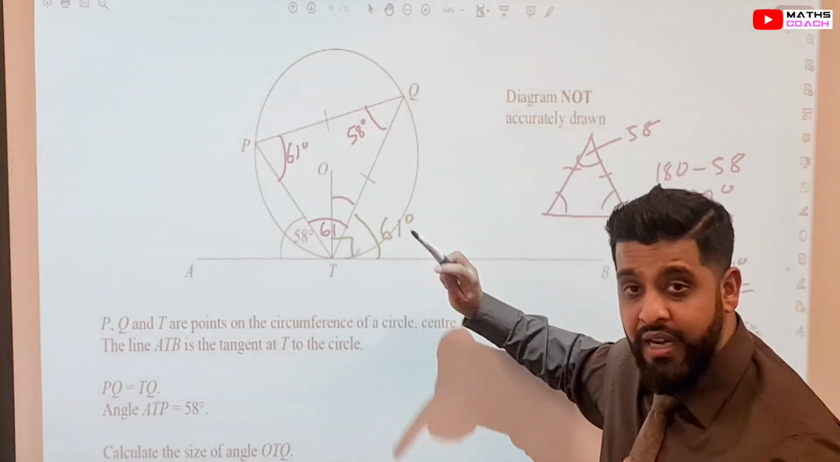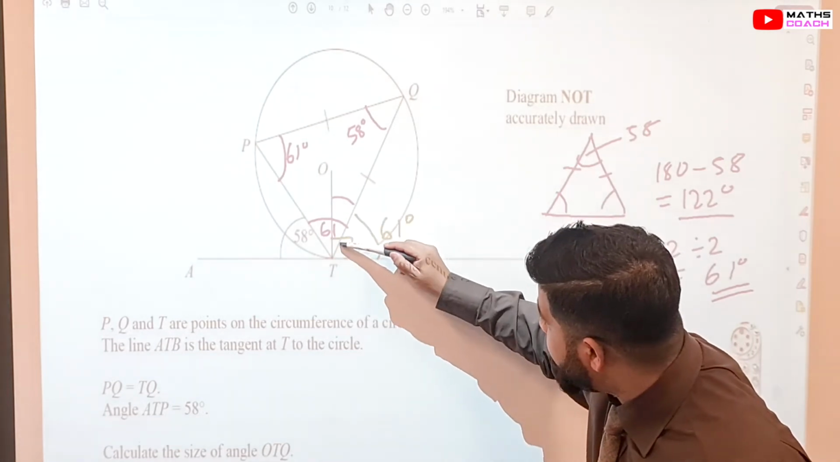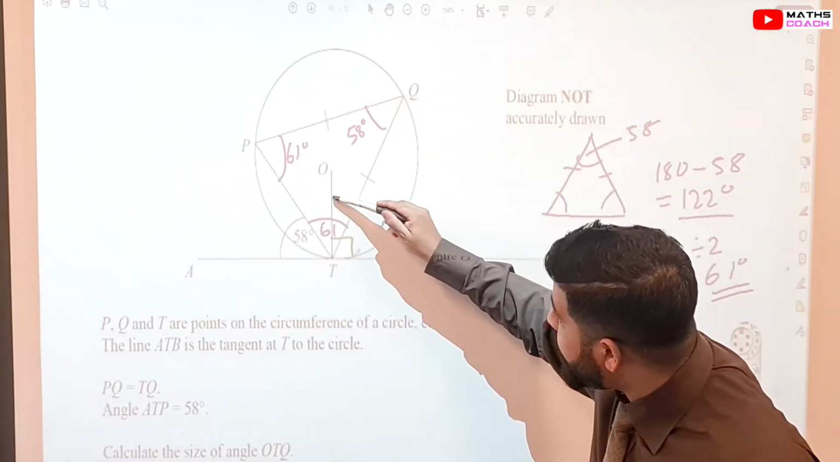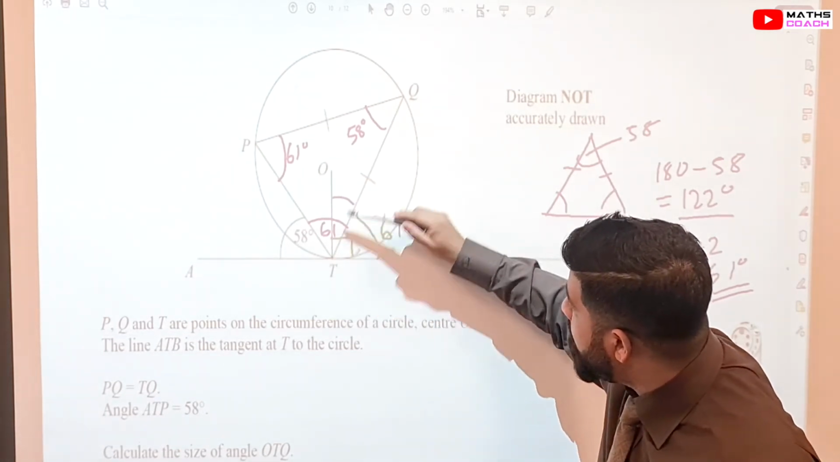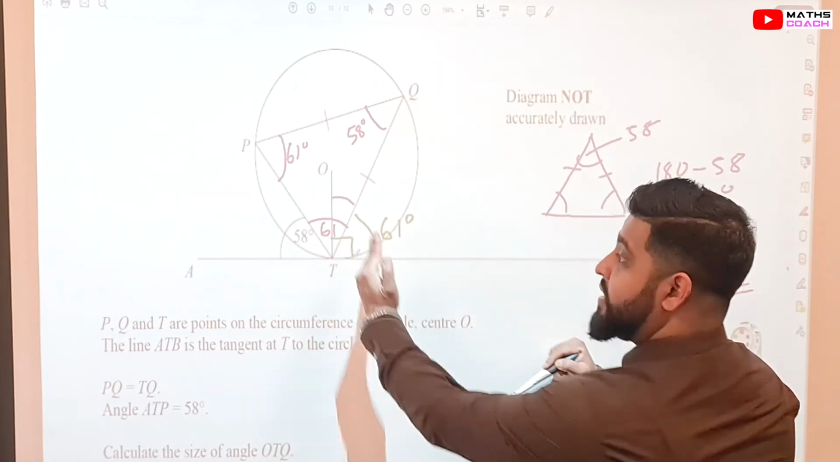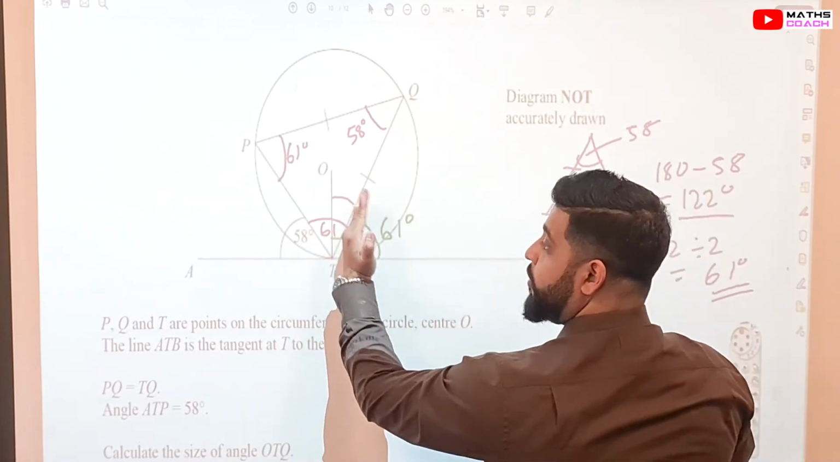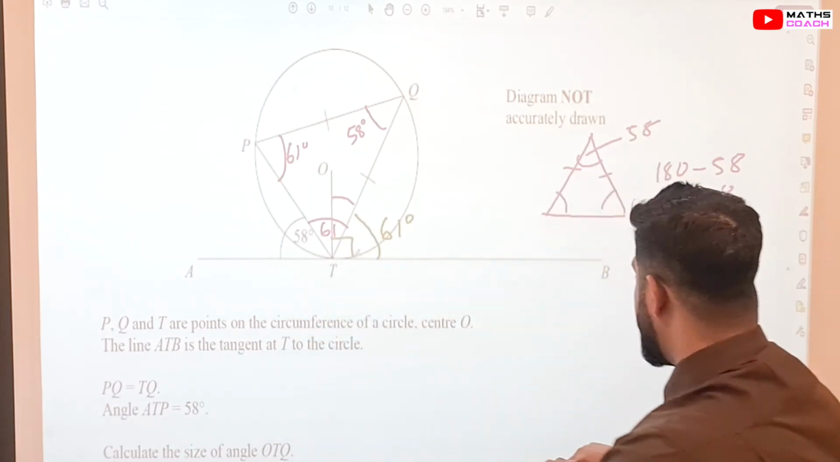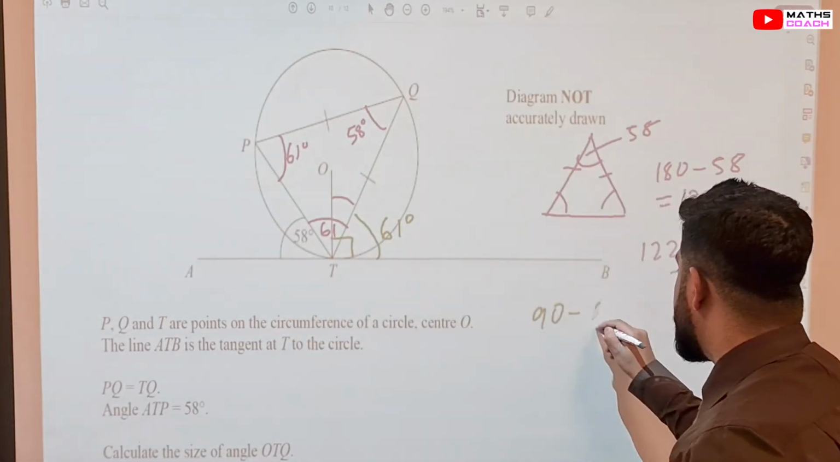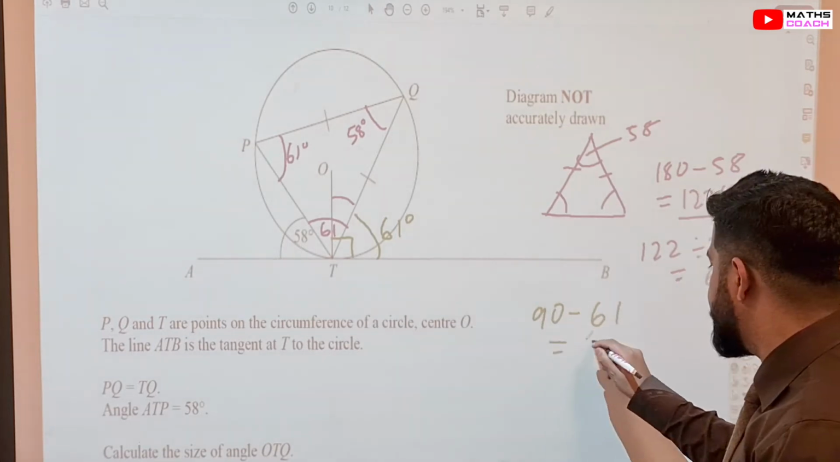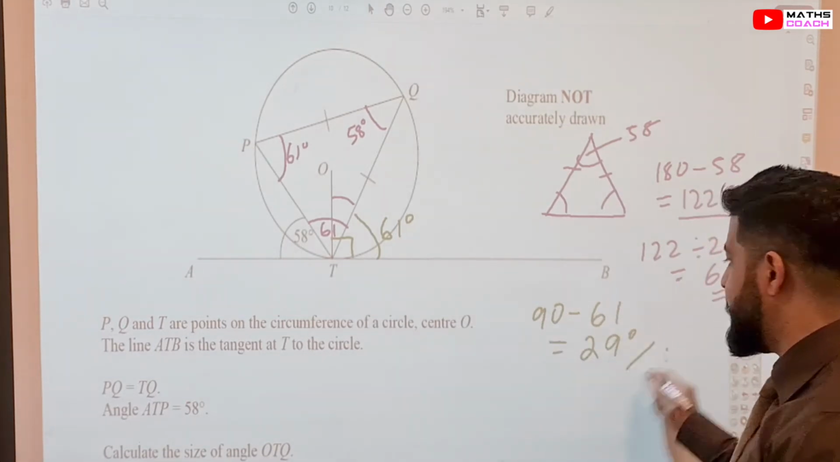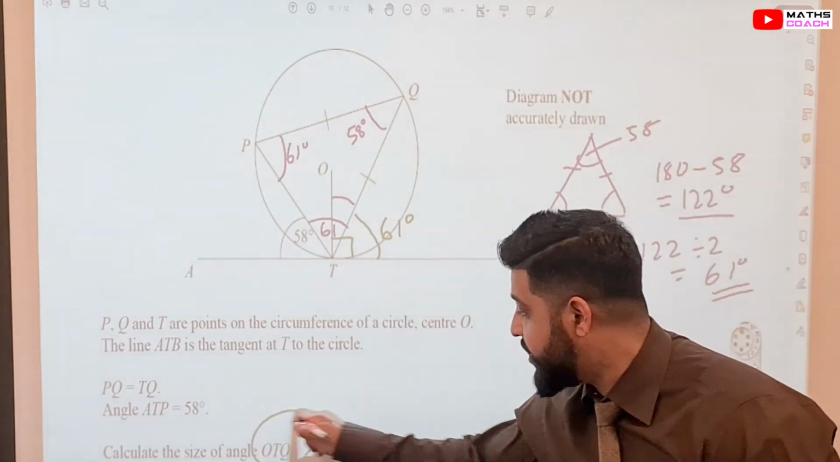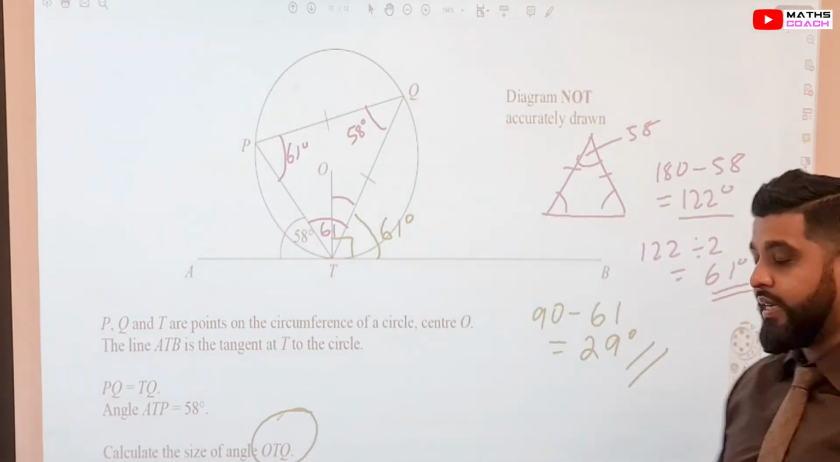So in order, and I want you to pay attention to this now, in order to find our little angle of OTQ, we take away the 61 degrees from the full 90, because this is 90 degrees. Okay, so we are going to do 90 minus 61, and that gives us 29 degrees. So our angle OTQ is 29 degrees.